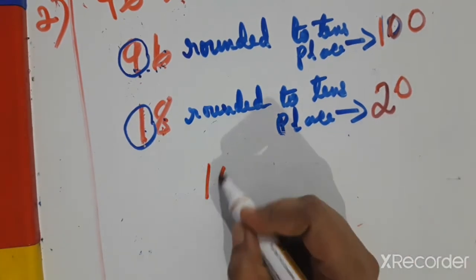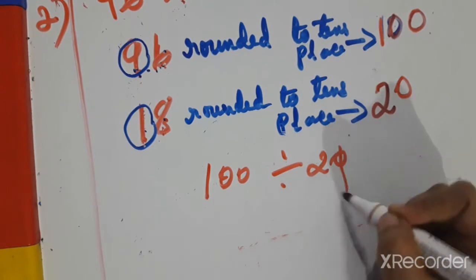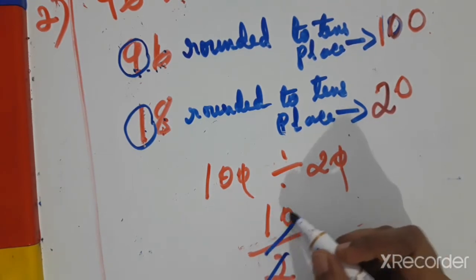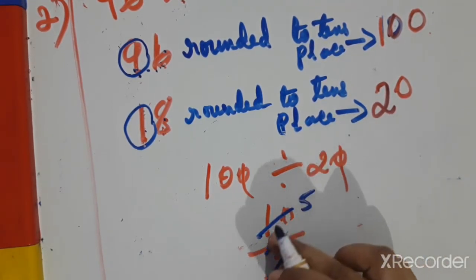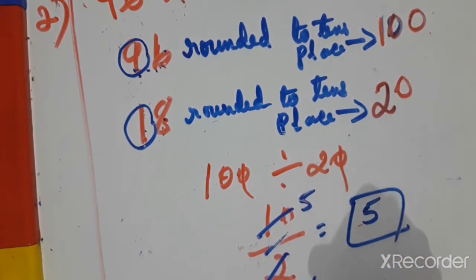Now the rounded numbers are 100 divided by 20. The 0 cancels. Now 10 by 2. 10 by 2 means 2 ones are 2, 2 fives are 10. So the answer is 5. Quotient equals 5.